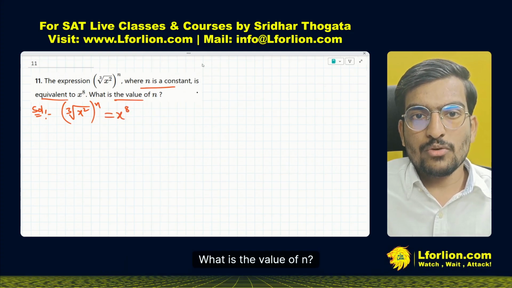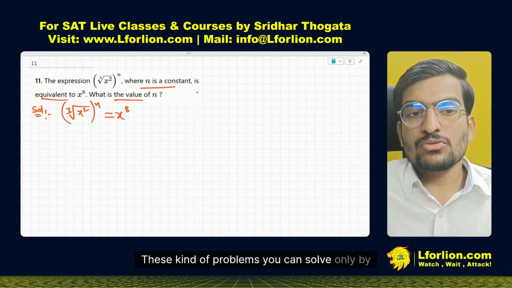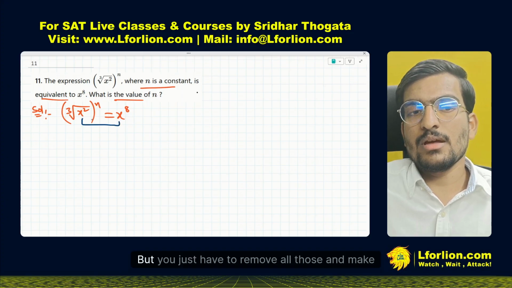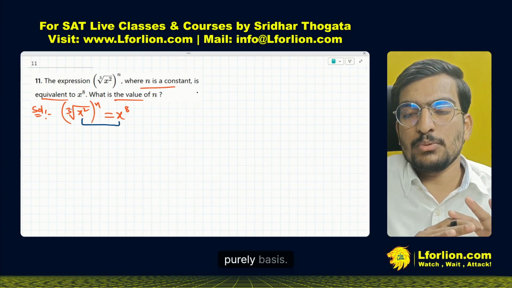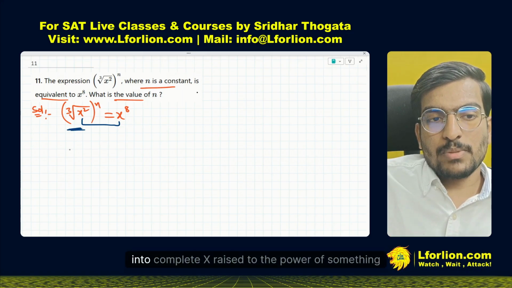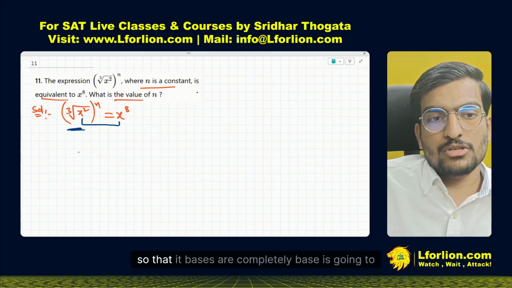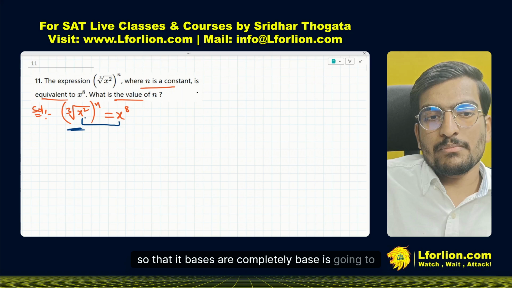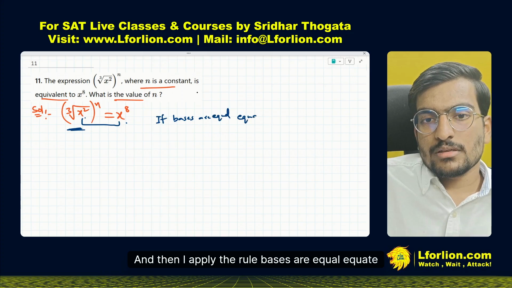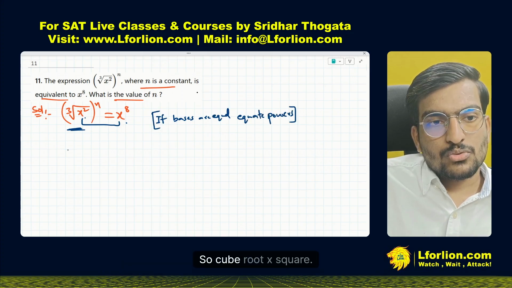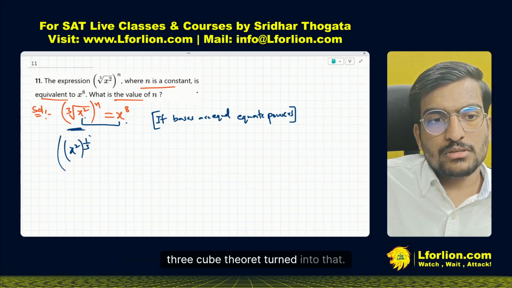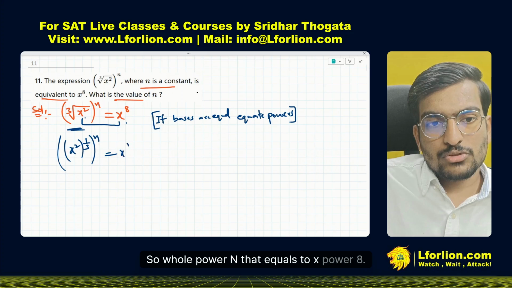What is the value of n? These kinds of problems you can solve only by completely making the bases the same. You see the bases are already the same, but you just have to remove all those and make purely bases. What I mean is, I try to turn this part into x raised to the power of something, so that the bases match completely, and then I apply the rule: bases are same, equate powers. So the cube root of x square is x square whole power 1 by 3, and the whole thing to the power n equals x power 8.